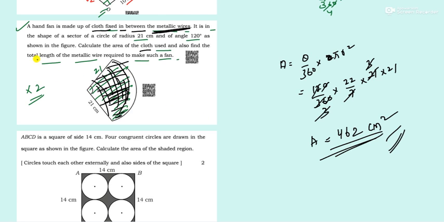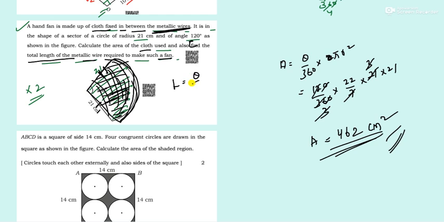Now one more question they have asked. What is that? Find the total length of metallic wire. Okay, so these are the metallic wires, this and this, required to make such a fan. So the cloth is fixed between metallic wires. This is also metallic wire, and this. So we need to find the length of the arc also first.